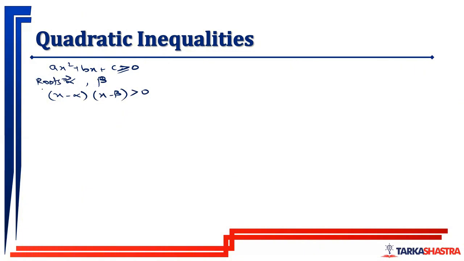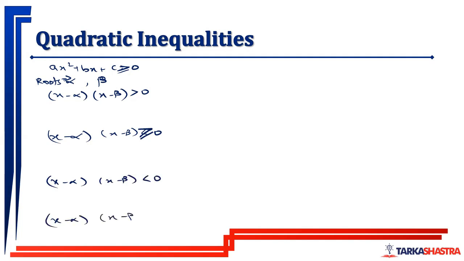Now there can be four possibilities. X minus alpha, x minus beta greater than 0, or x minus alpha, x minus beta greater than or equal to 0. X minus alpha into x minus beta less than 0, and x minus alpha into x minus beta less than or equal to 0.